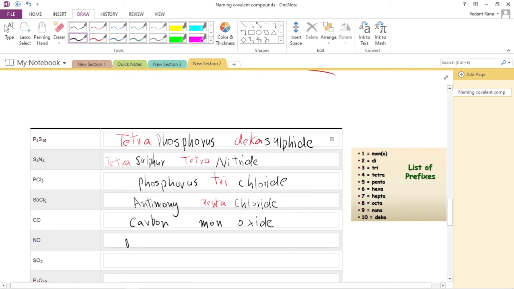NO, first element nitrogen, second element oxygen. We write this with IDE. 1 atom of nitrogen, but we don't use mono. 1 atom of oxygen, we do use mono, but we have 2 O's, so we replace this with 1 O. So we get nitrogen monoxide.